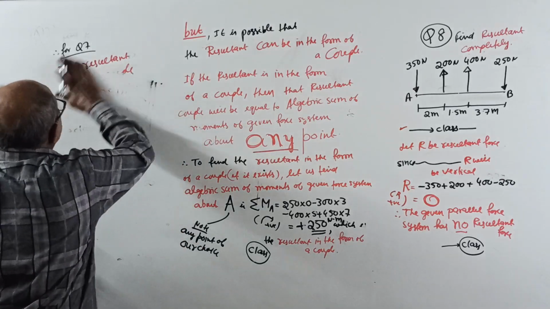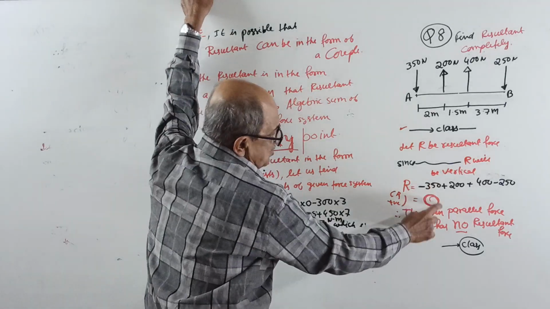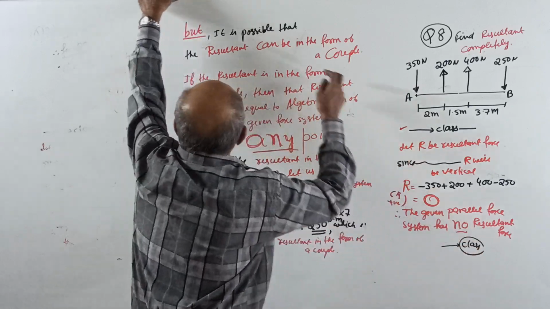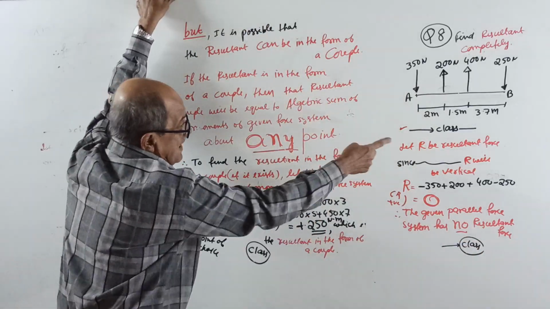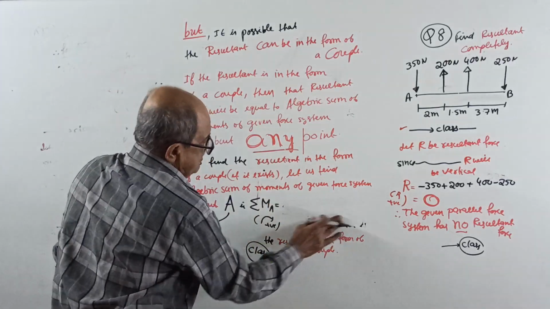Now come to question number 8. Same way, same story. The given parallel force system has no resultant force. Class, I told you, this you have to write once again for that question also. Take moment about A. See what happens now. Take moment about A.